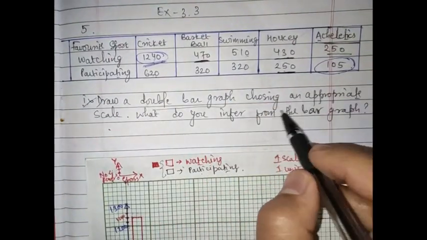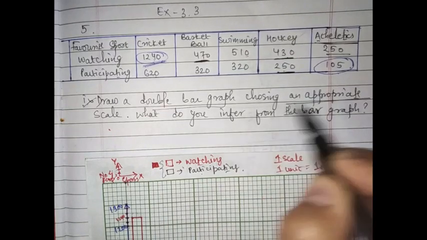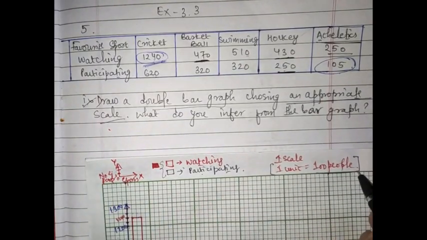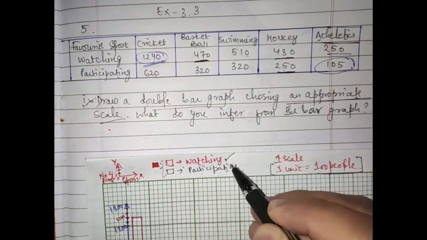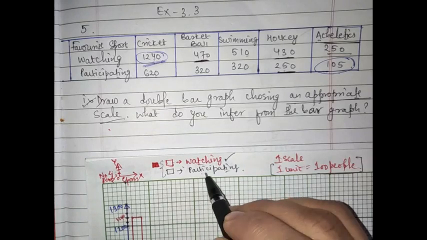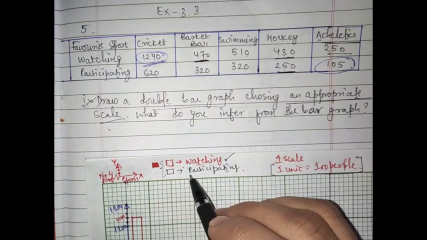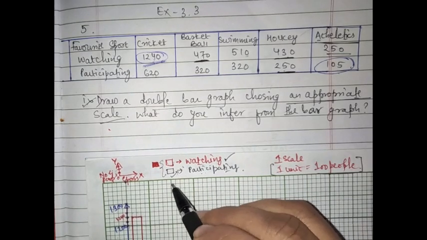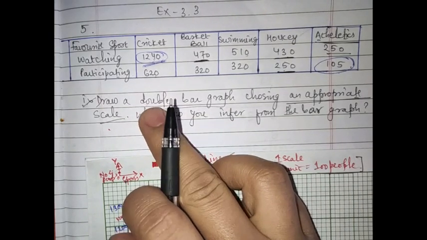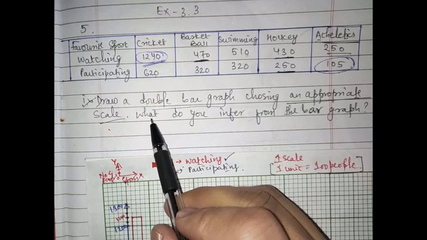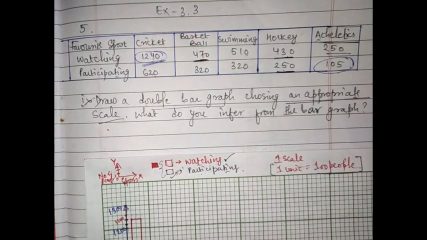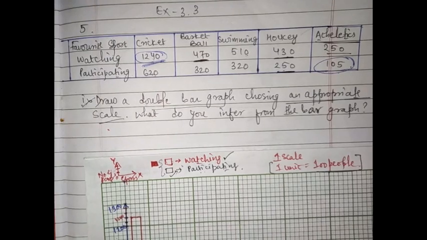We have chosen the appropriate scale, that is 1 unit was representing 100 people, and we have done another thing, that is the color which was representing watching, the red one, and the participating people were represented by the black. So now the next question, in question number 1 only, you have to answer this. What do you infer from the bar graph? What you have understood from this bar graph, that you have to tell us.